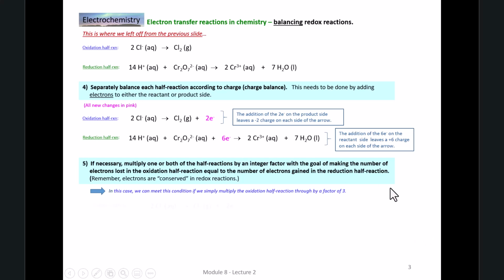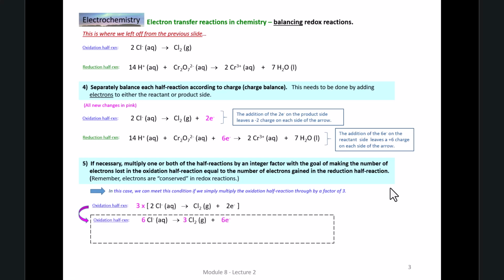So let's do that. If we multiply it through by 3, we'd get 6 chlorides going to 3 chlorine molecules, plus 6 electrons. We now write the reduction half reaction underneath that. And now you'll see that the number of electrons lost in the oxidation half reaction equals the number gained in the reduction half reaction.